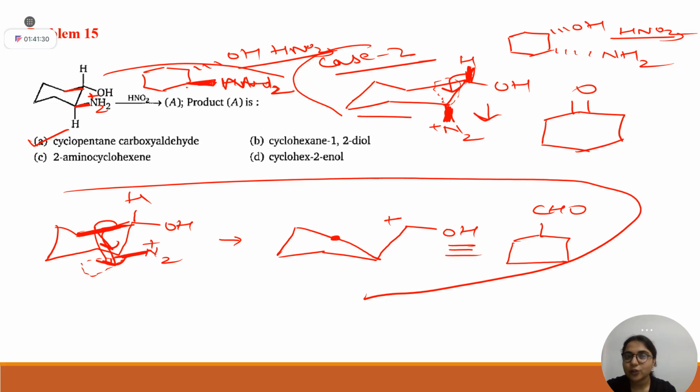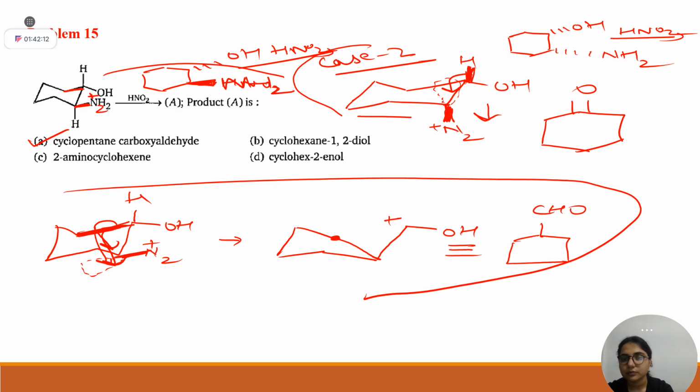So your first step would be, first you have to draw the conformation, then you have to look for the anti group, then you have to look for a bond that is anti to your C-N2 bond, right? Then you have to do that migration. Clear? So whenever you have cyclohexane, write in your notebook: first draw the conformation, then see the orientation of groups, and then write the product. Clear?